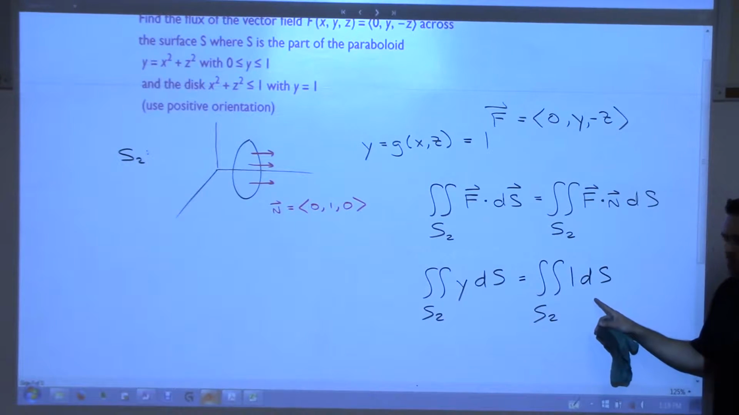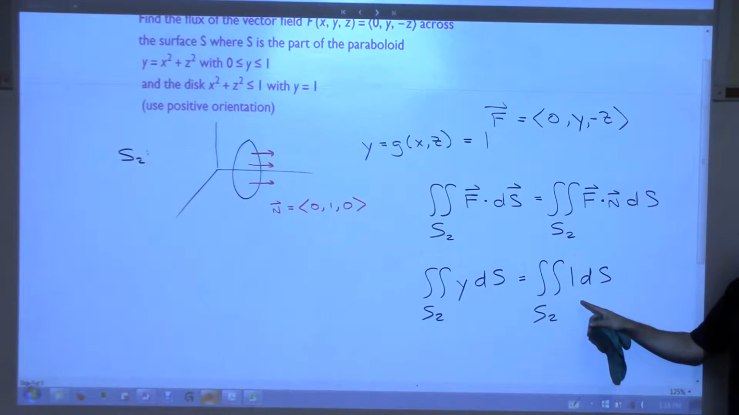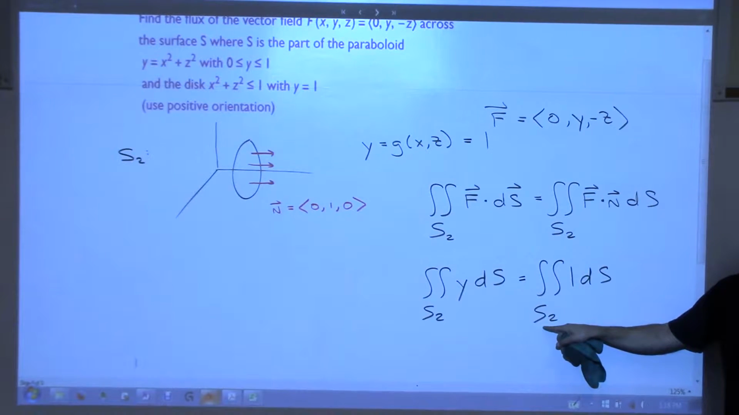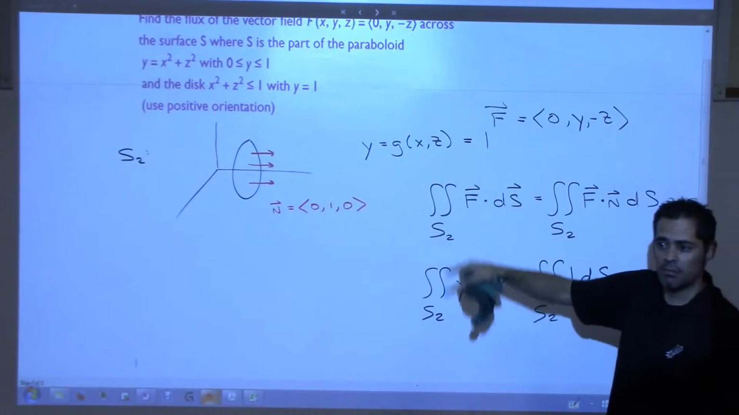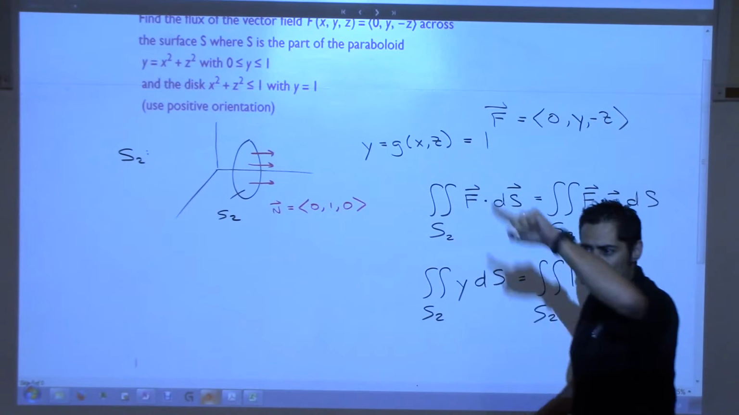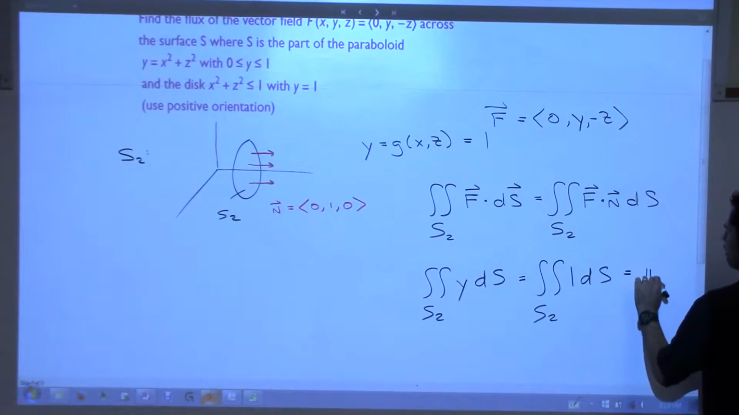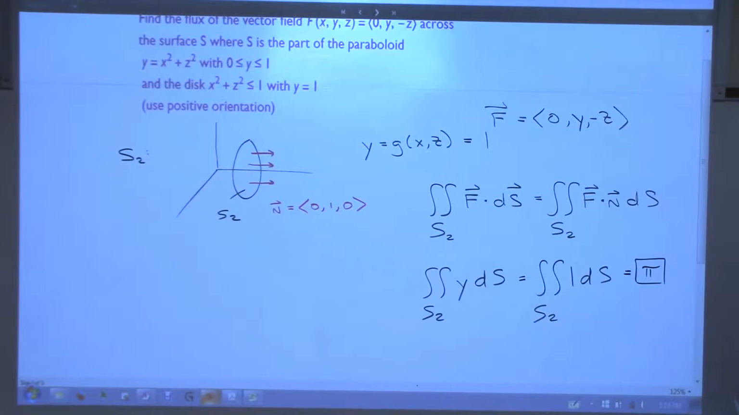And what is this? This is a special formula when you have a 1 in here. This is the area of S2. That's what this represents. And S2 is a circle, right? And what is its radius? 1. So it should be pi r squared. So this should just be pi. With no work. You see that? With no work at all.